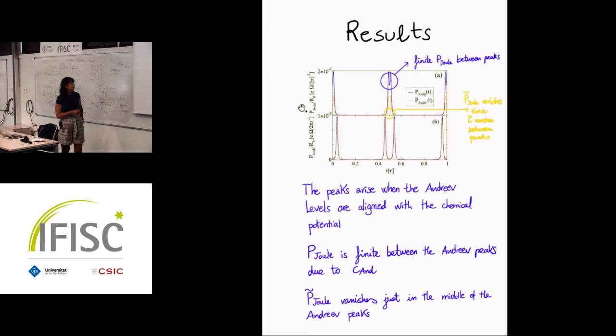And another result is that for the anomalous part, you always get zero in the middle, because the capacitance for the anomalous part changes sign just in the middle of the two Andreev quasi-bound states. For that, this anomalous capacitance is zero, and then the Joule dissipation due to the Cooper pair breaking or formation is zero in the middle of the Andreev peaks.